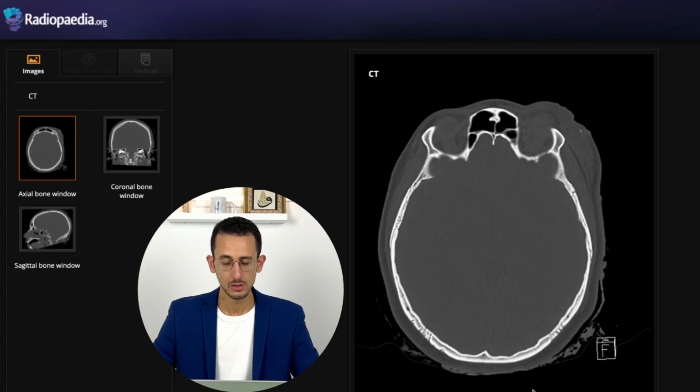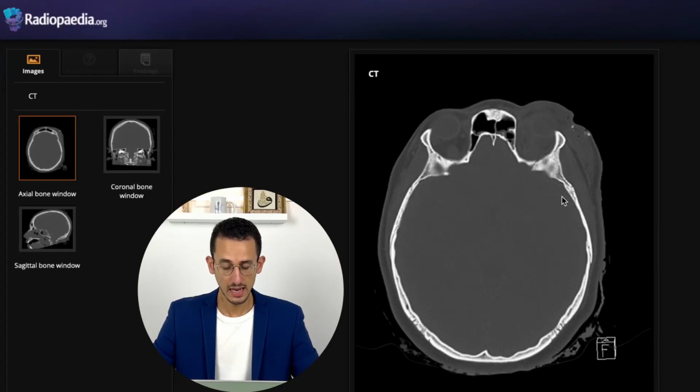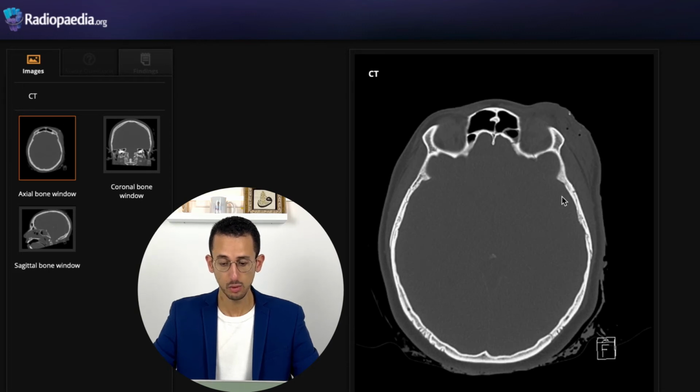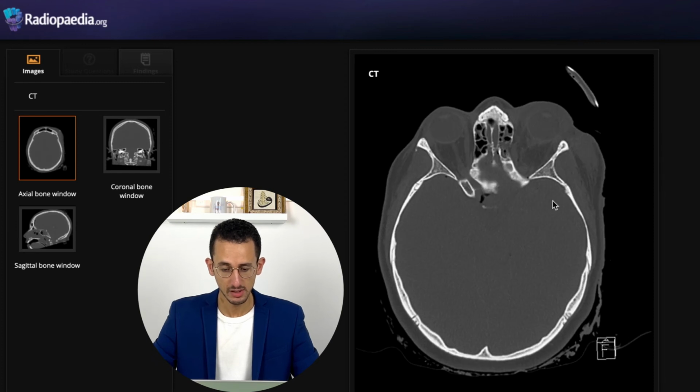CT scans and see how we can identify the condylar fractures on the CT. So as you can see here, this is an axial image of the brain. This is the bone window. You can see there is some soft tissue swelling here, and that means that this patient had some sort of fracture. Also, you can see some hypodensity, which is basically representing air, which means again some air around this area.